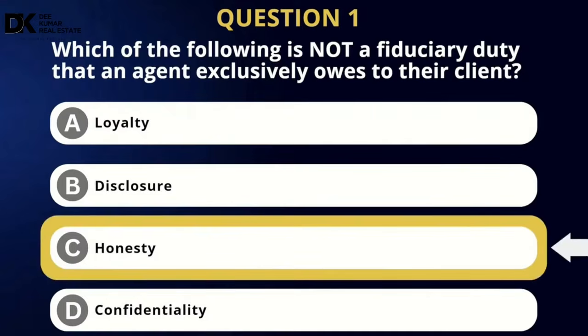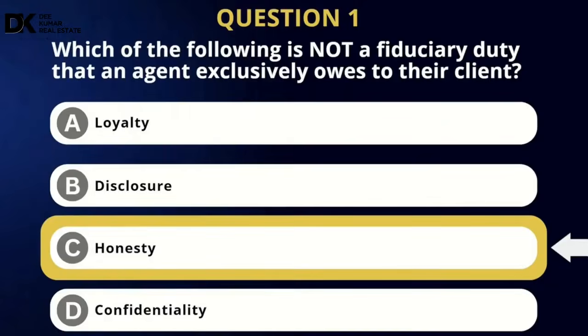Answer, letter C, honesty. All right, so honesty, remember, is what we owe to the customer, and to the client, we do not have this honesty tab. It's not part of OLD CAR, it's not part of COLD AC. So we just want to remember that honesty is what we owe to the customer, and the rest is what we owe to the client.